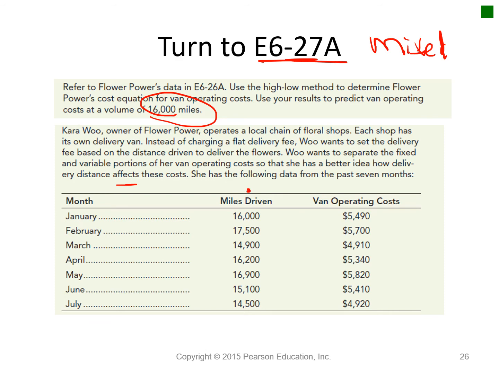You've got miles driven, you've got operating cost. Miles driven is going to be your activity. Van operating cost is going to be your total cost. I like to use the equation y equals a plus bx, where y represents your total cost, a represents your total fixed cost, b is your variable cost per unit, and x is your activity. Notice they've already given you the activities.